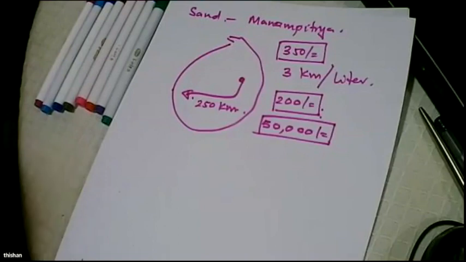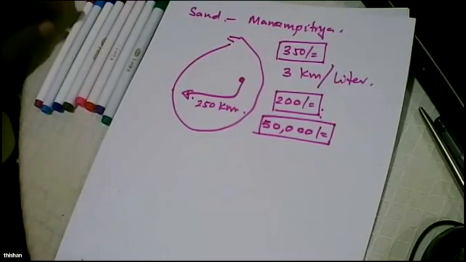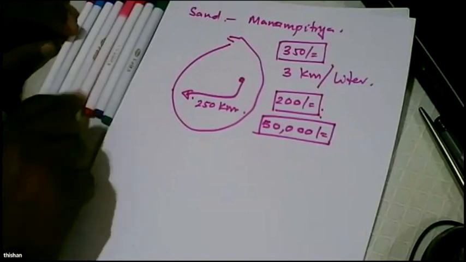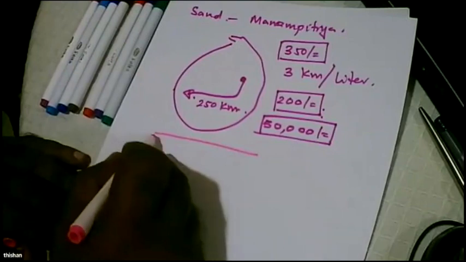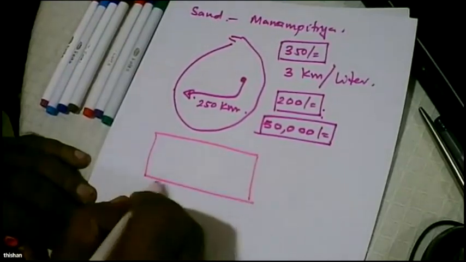But you have to think about the lorry going back as well. So what they do is, now they have closed lorries, 10 wheelers.